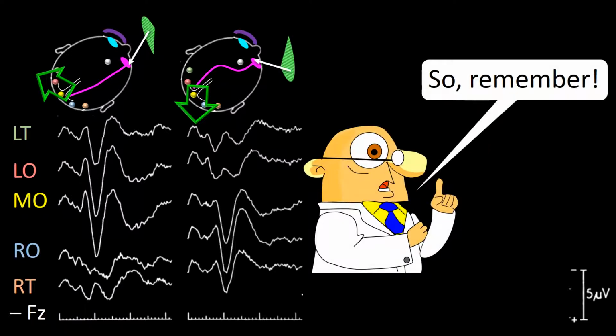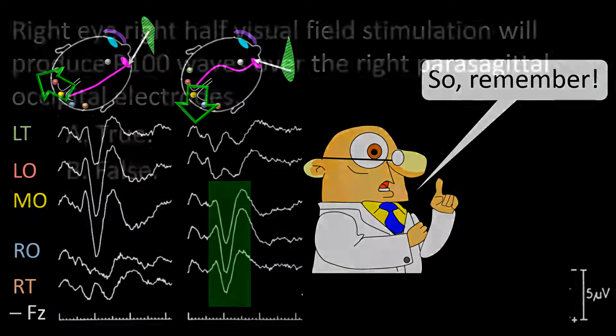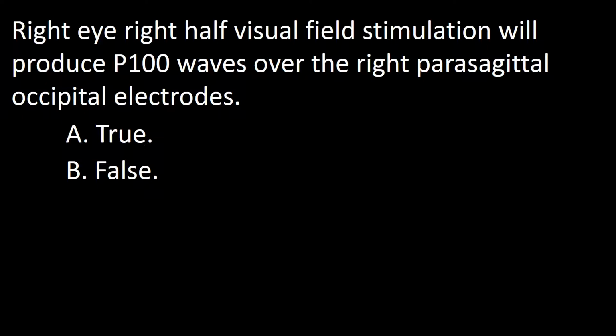So remember, left hemifield stimulation of the right eye produces left-leaning P100s. Right visual hemifield stimulus of the same eye produces right-sided P100s. So the answer to this question is A.